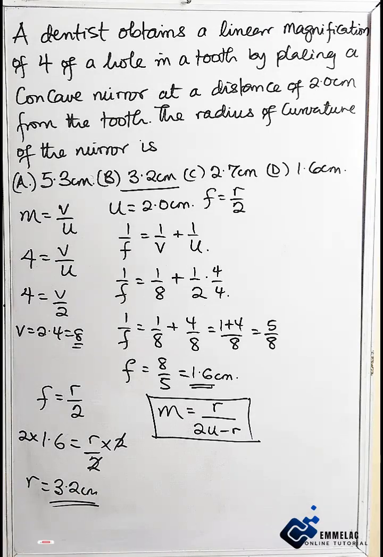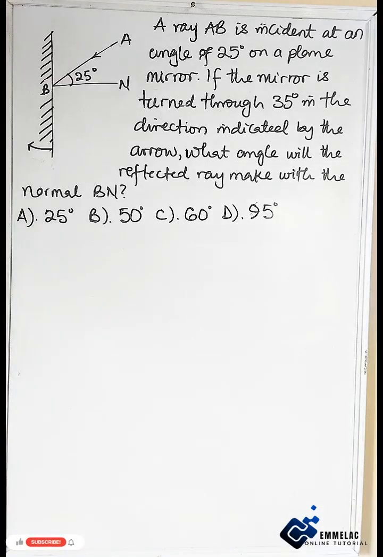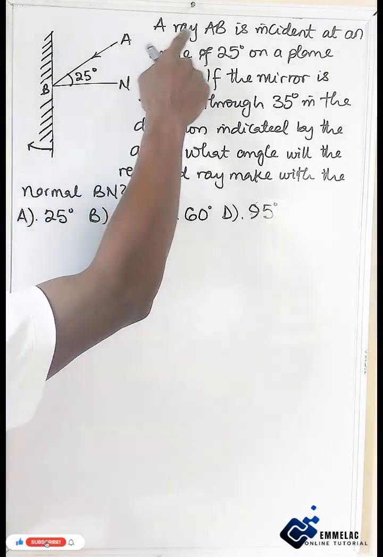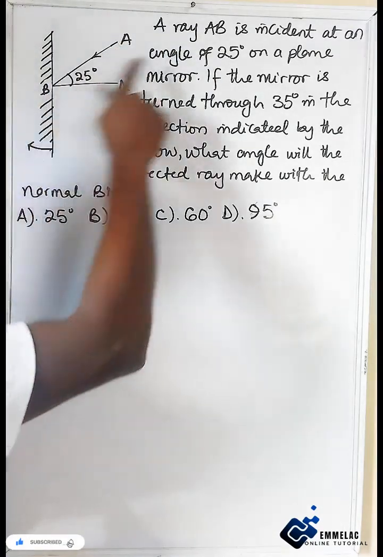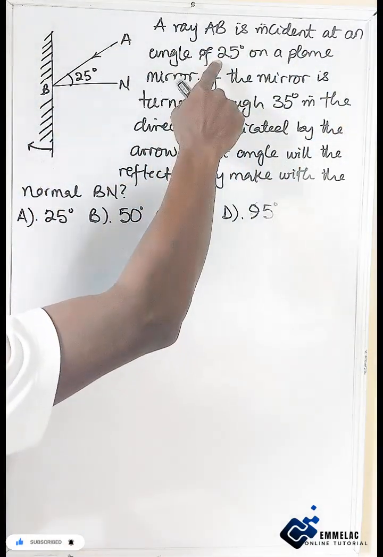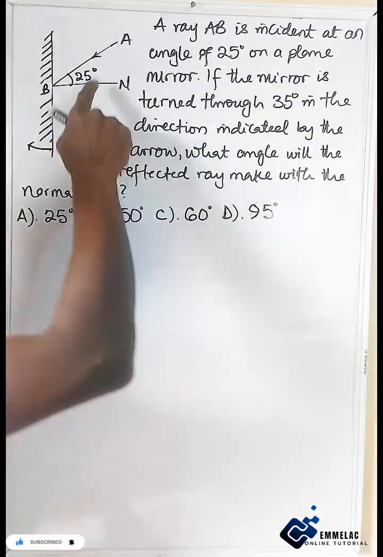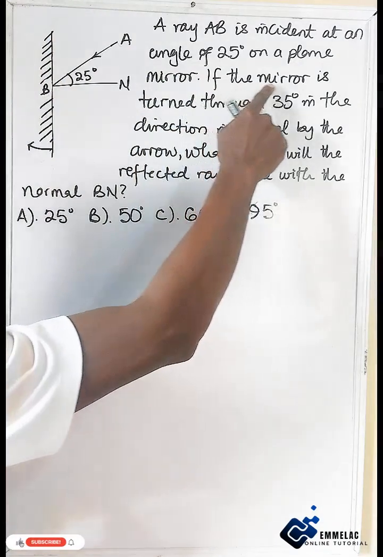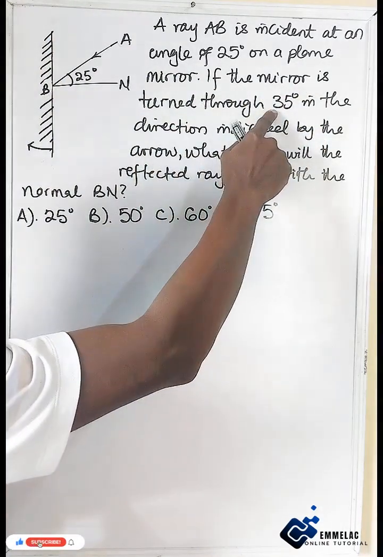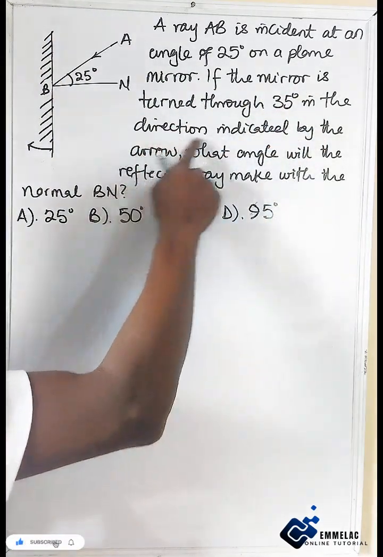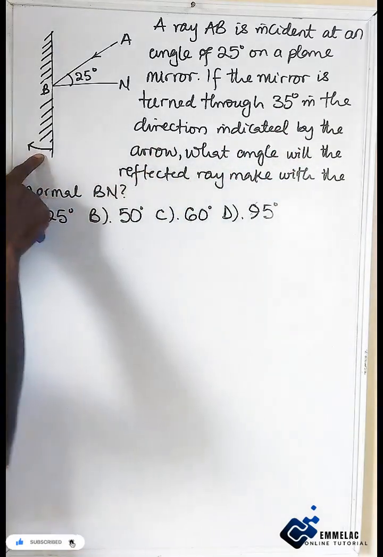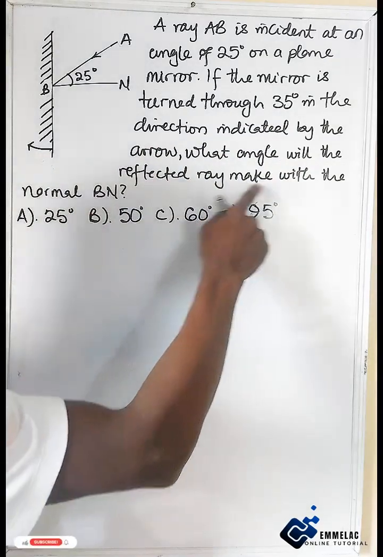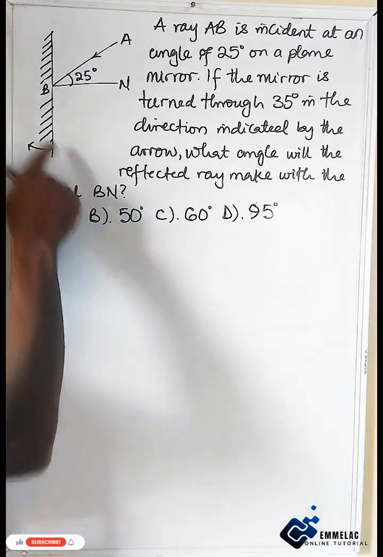All right, thank you. Now let's look at this question in physics. We are given this diagram, and we say that a ray AB, here's the ray, is incident at an angle of 25 degrees on a plane mirror, and here is the plane mirror. Now, if the mirror is turned through 35 degrees in the direction indicated by the arrow, what angle will the reflected ray make with the normal BN?